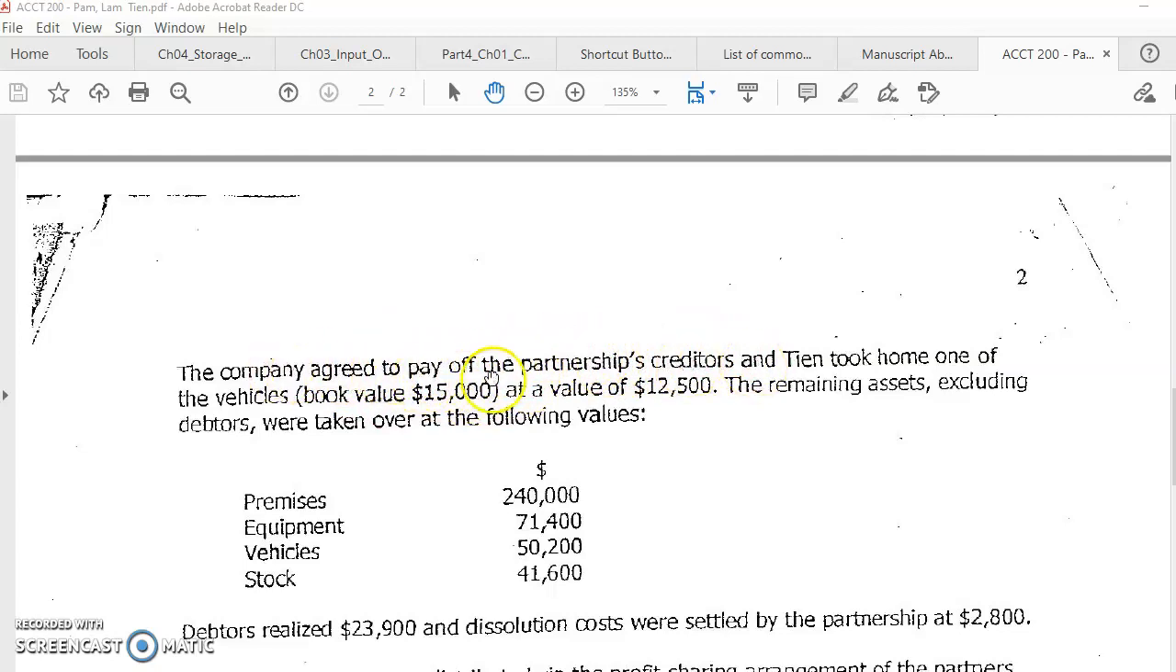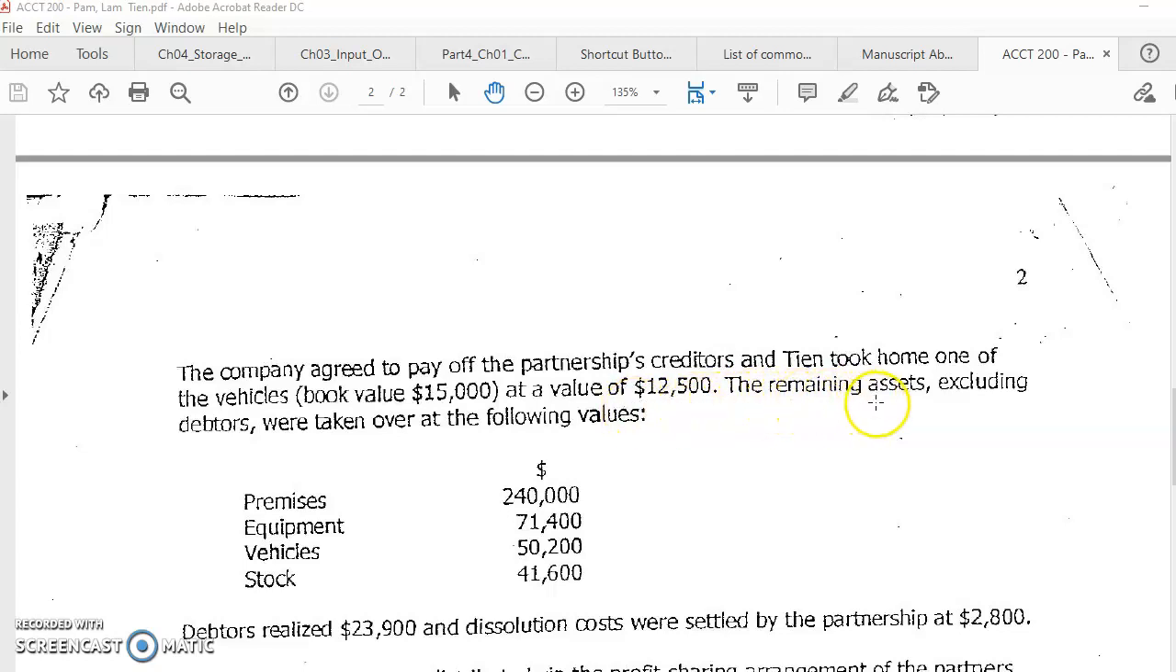So the company agreed to pay off the partnership creditors and Tien took home one of the vehicles that had a book value of $15,000 at a value of $12,500. Remember, we stated that when a partner takes an asset, you have to record in the partner's capital account the asset at the value the partner is taking it at, which is $12,500.